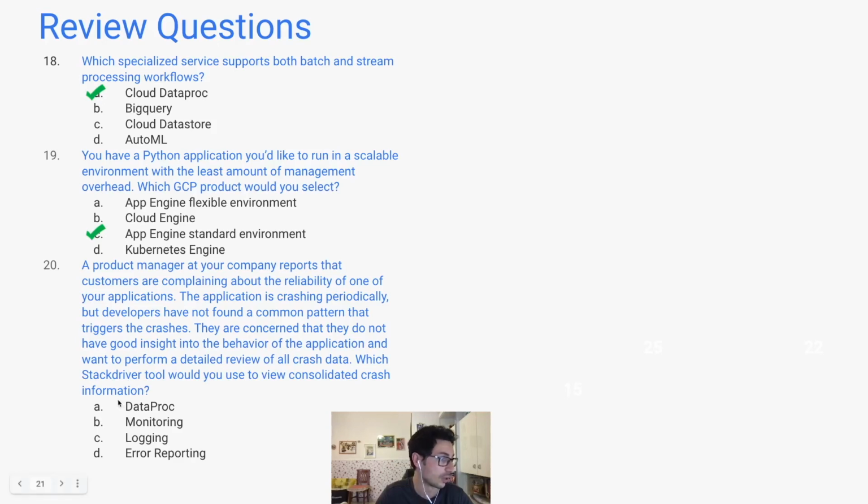So, okay, Dataproc is unrelated. Then we have monitoring, logging, and error reporting. They are kind of related to each other, but in this case, we're talking about the fact that they didn't find a common pattern. So monitoring probably has already been done. And also we are only talking about crash data, so they don't care about logging in this case. I mean, monitoring and logging are very important, right, to find the common pattern. But for the way the question is posed, we understand that they're talking about error reporting.